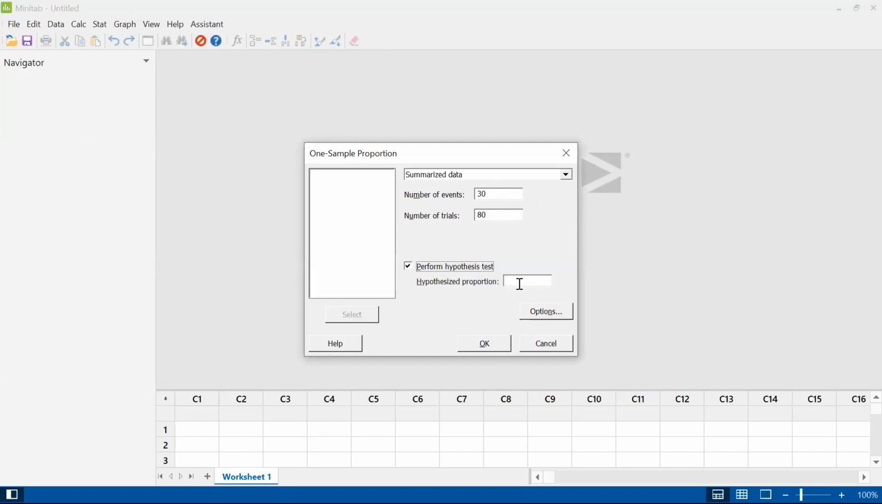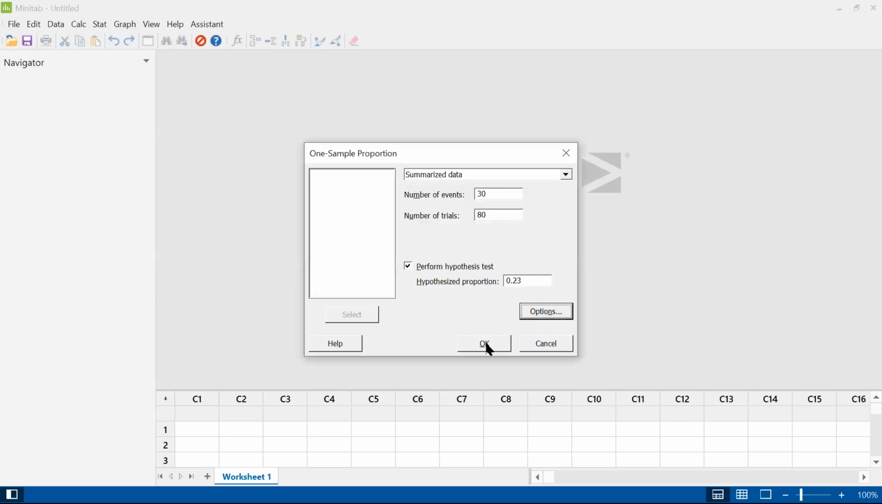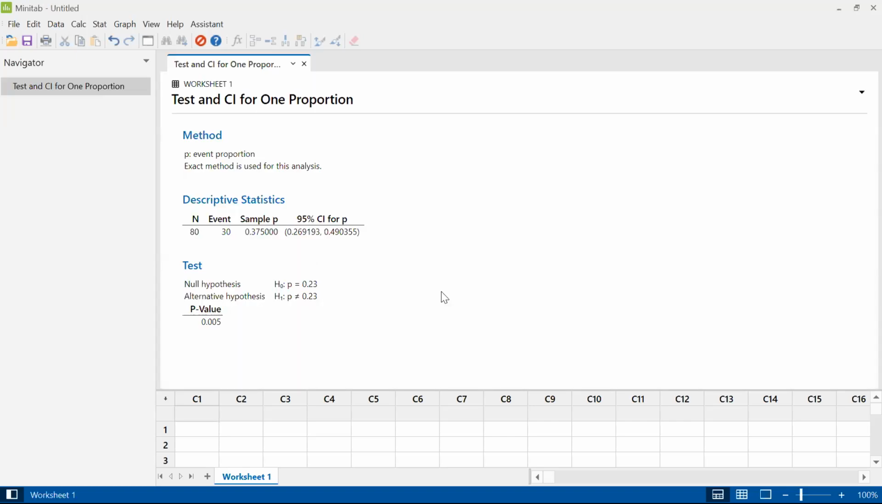We're going to perform a hypothesis test. The hypothesized proportion, that's our null hypothesis number, so that was 0.23. Go into the options. Confidence level, that's for confidence intervals, which we aren't doing right now. My alternative hypothesis has a not equals that matches what I wanted to do. And choosing between exact and normal approximation, we are using exact. Okay, so I think everything's all set up. So we hit OK and see what we get.